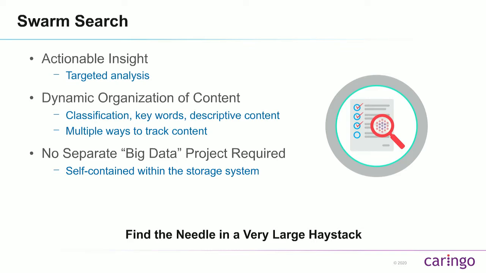So Swarm Search provides actionable insight, targeted analysis. You can classify your objects and search them by keywords. You can have extra information on objects that you can provide to users as descriptive content, and it's all contained within the storage system. The goal is to find the needle in a very large haystack, and that meshes well, we'll see, with Elasticsearch.